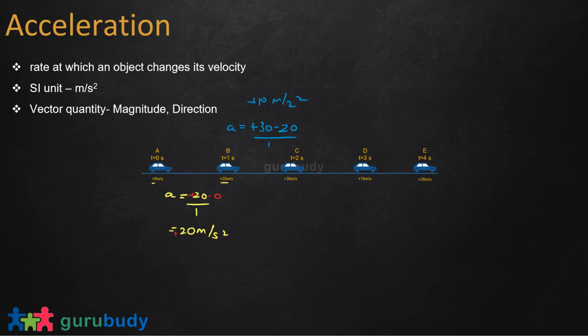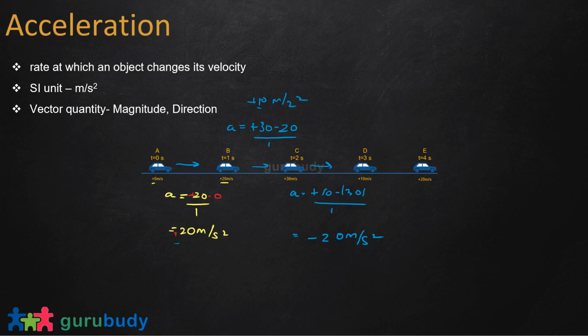Now between C and D, let's calculate acceleration. The final velocity, which is plus 10, minus the initial velocity, which is plus 30, divided by time, which is 1. So this is going to be minus 20 meter per second square. What we are seeing is that even though the car is always traveling in the same direction, from left to right, the direction of acceleration is changing. Initially it was positive, but now it is negative. So it is possible to have negative acceleration even though the direction of the velocity or the motion is positive.